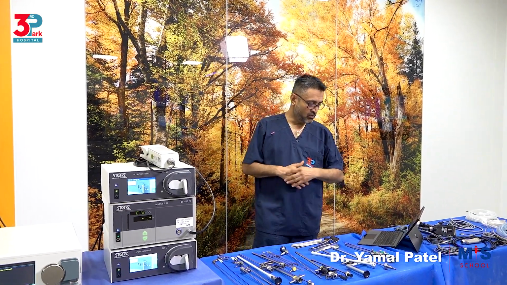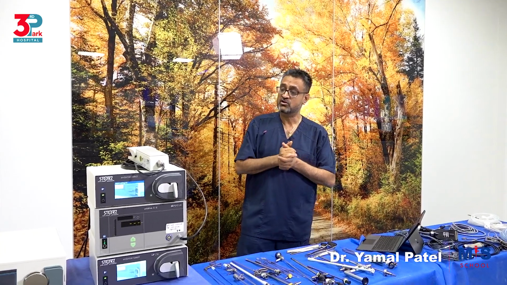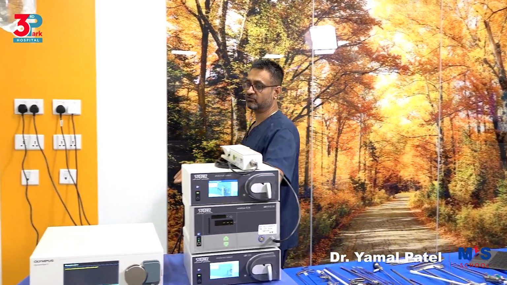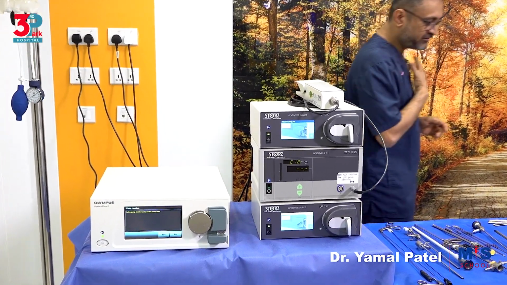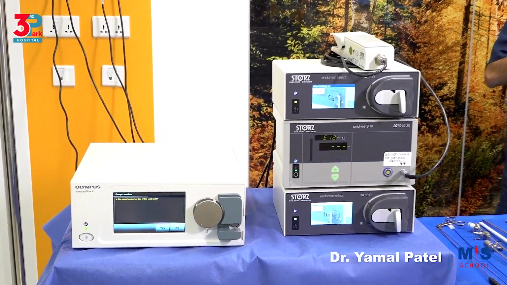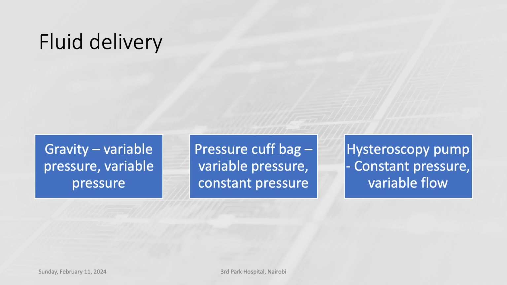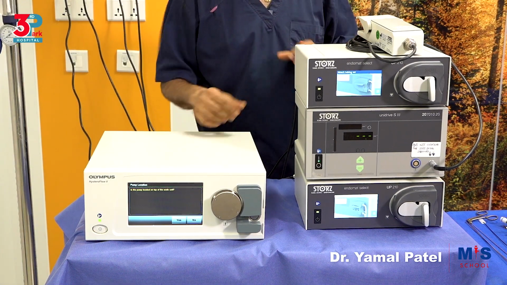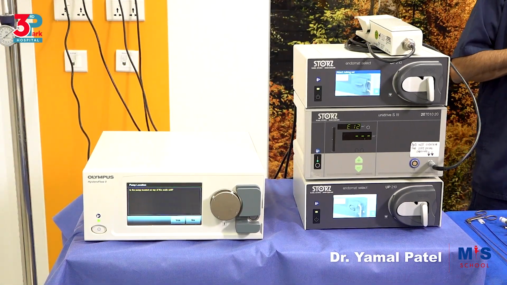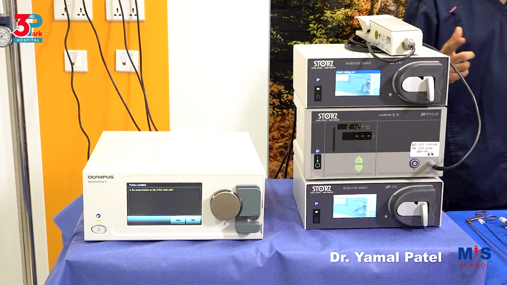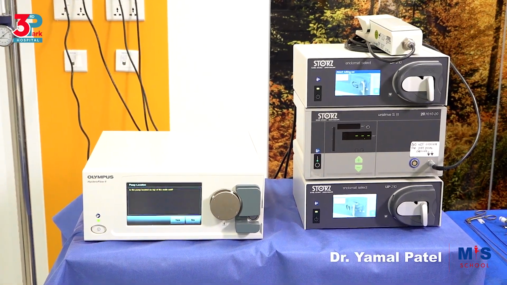The third one is using the hysteroscopy pump. So this is now the pump, and this is the most accurate, because what we are trying to do is constant pressure, variable flow. This is the only system that can give you constant pressure, variable flow, continuous flow hysteroscopy that we want to work with.